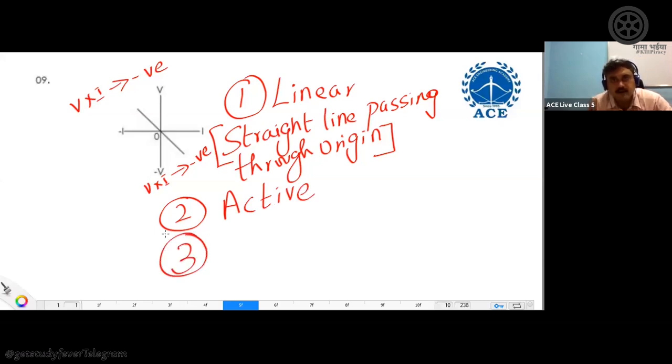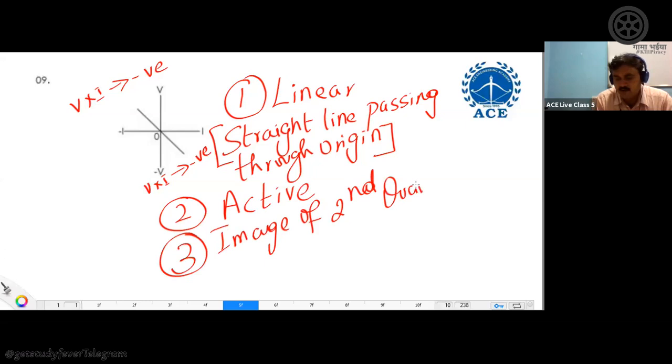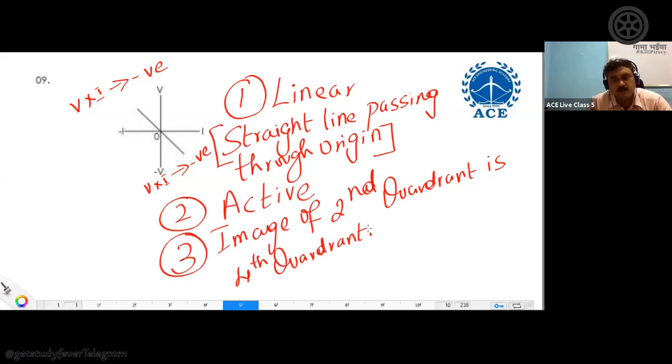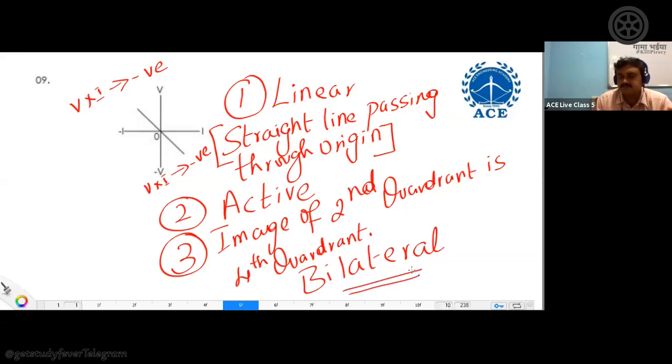Third point, is it unilateral or bilateral? You can see image of second coordinate is fourth coordinate. Image of second quadrant is fourth coordinate. So exact graph is there in second and fourth coordinate, replica. Whatever that is there in second coordinate, the same is there in fourth coordinate. Therefore, network element is bilateral. That's all. So definitely this element is a bilateral network element.